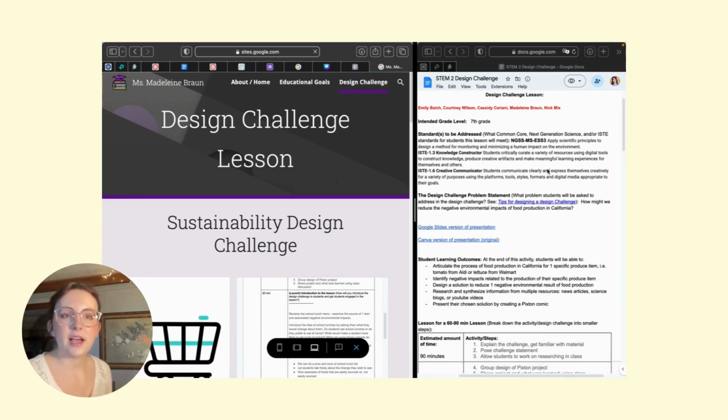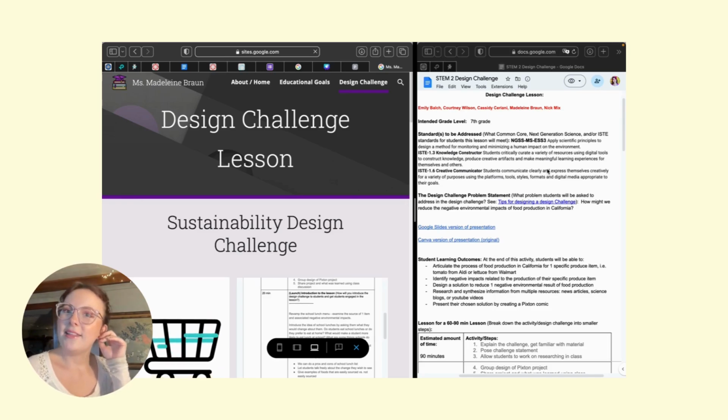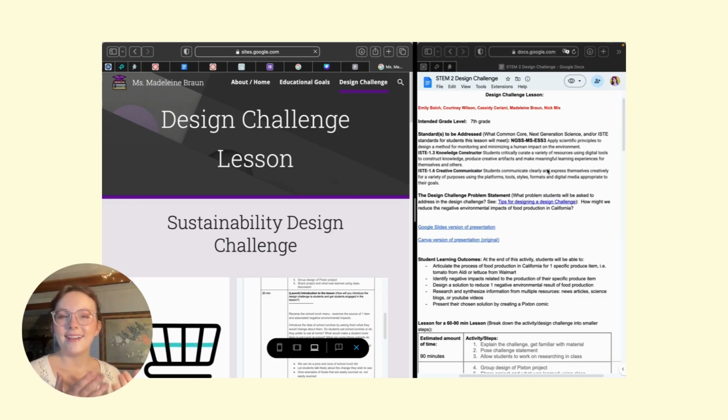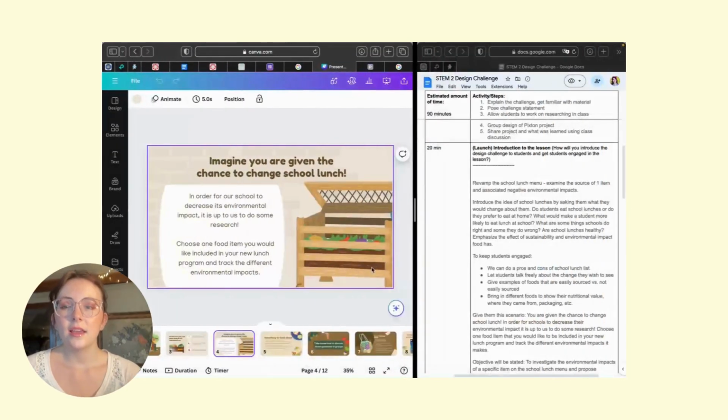So, the standards that we're going to cover today are Earth and Space Science 3, which asks students to design a method to monitor and minimize human impact on the environment. ISTE Standard 1.3, where students are going to evaluate different sources and construct knowledge from synthesizing different digital resources. And finally, they are going to be creative communicators, which is ISTE 1.6, meaning that they will use Pixton to demonstrate their findings.